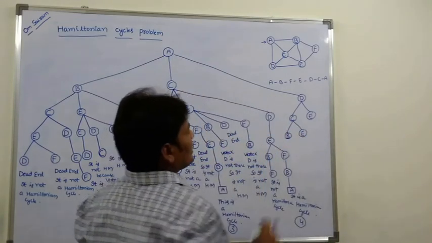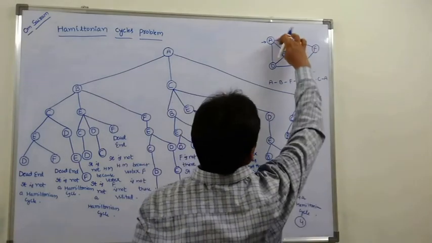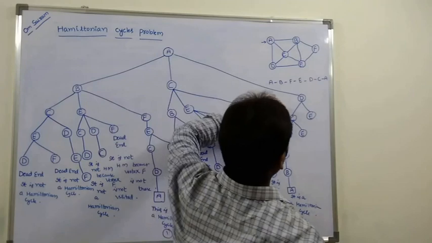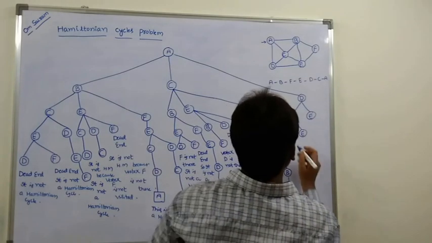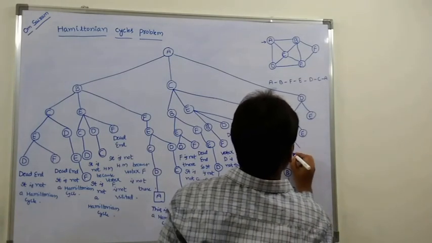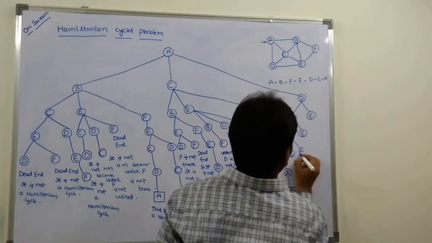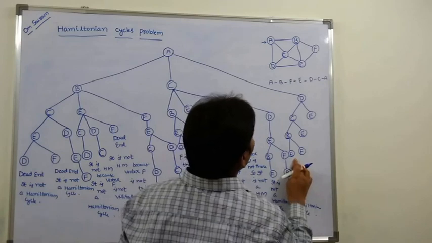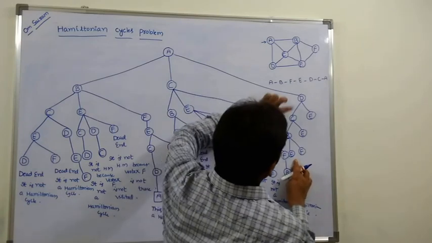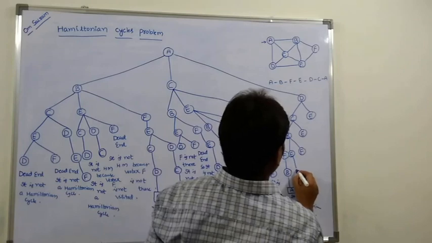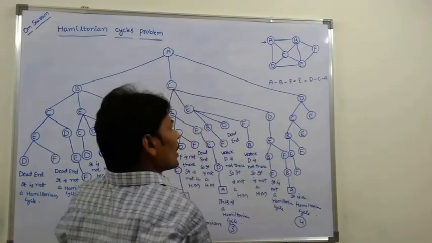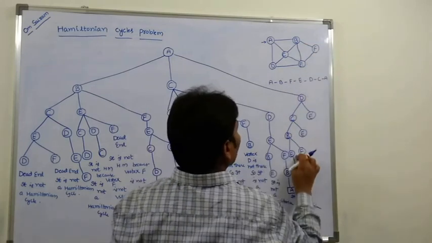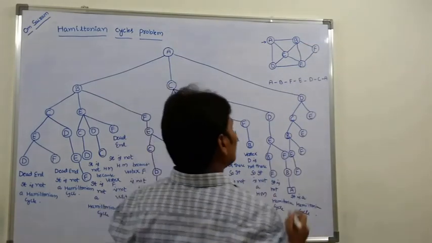Now consider what are the adjacents for vertex B. So A, C, E, F. A is already completed, C is already completed, but E and F are not there. So E and F. Now consider vertex E. What are the adjacent nodes? B, C, D, F. B, C, D already completed, but F is not there. Now consider F. What are the adjacents for F? B and E. B and E already completed.